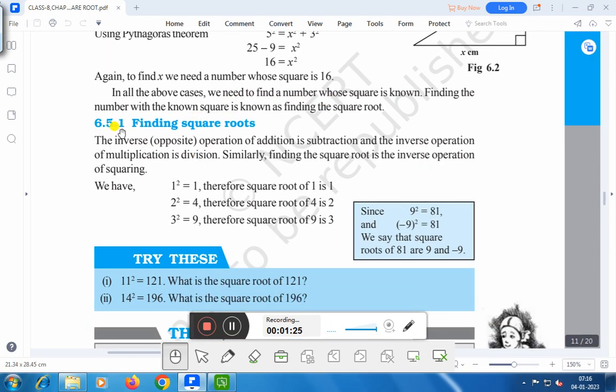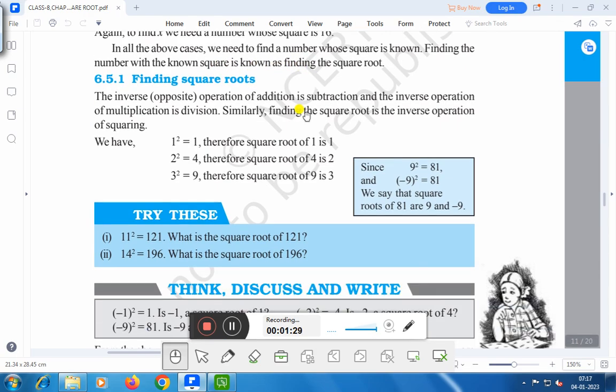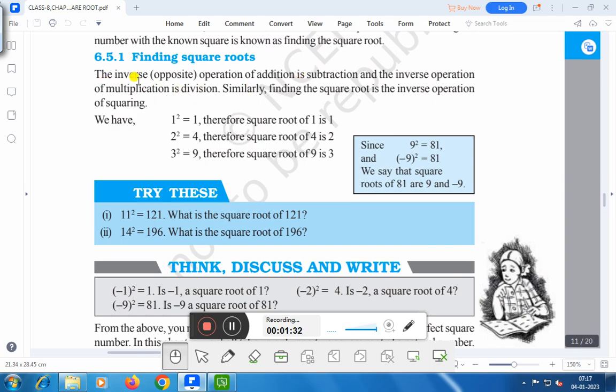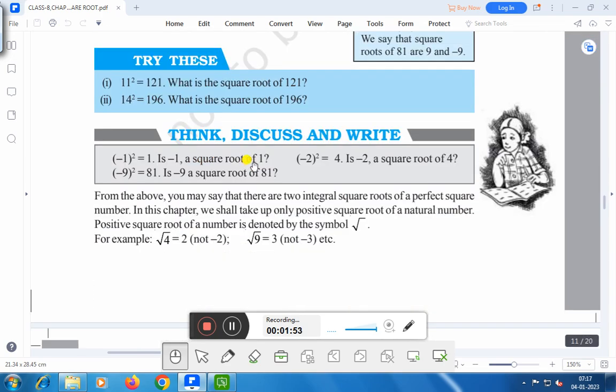Finding the number with the known square is known as finding the square root. Finding square roots: the inverse operation of addition is subtraction, and the inverse operation of multiplication is division. Similarly, finding square root is the inverse operation of squaring. That is, 1² = 1, therefore square root of 1 is 1. 2² = 4, therefore the square root of 4 is 2. 3² = 9, therefore square root of 9 is 3.